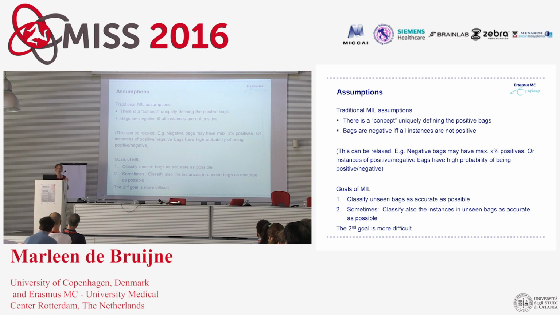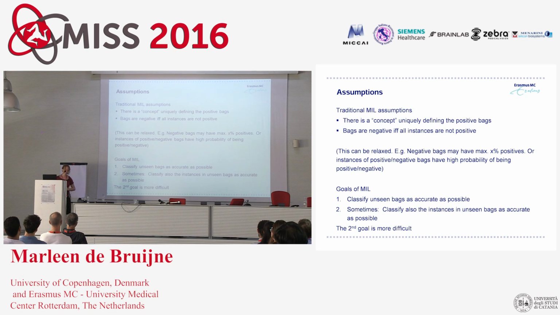So there is a concept, and bags are negative only if all the instances in the bag are negative, and we call a collection positive as soon as there's one positive instance in the bag. So if you collect patches from an image, it actually makes sense. You can say this patient is healthy only if all the tissue within this patient is normal, and the patient has disease only if at least one of the patches in the images shows sign of disease. So these are the traditional assumptions for multiple instance learning.